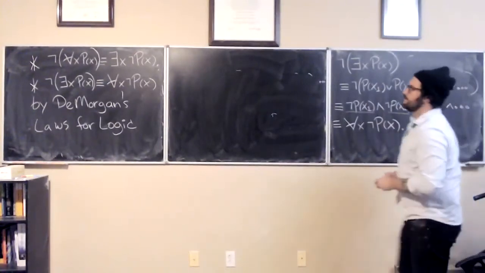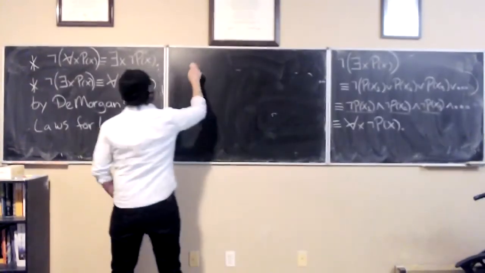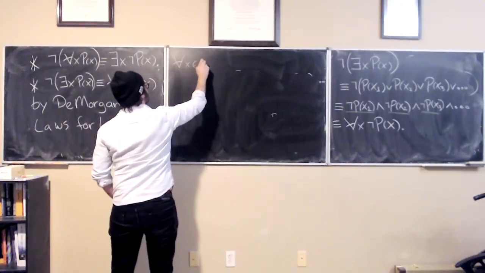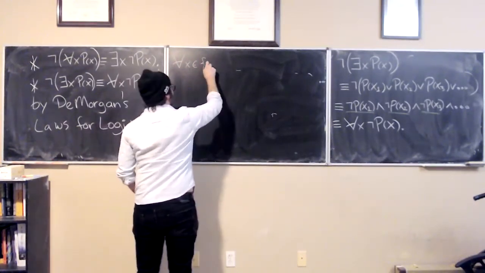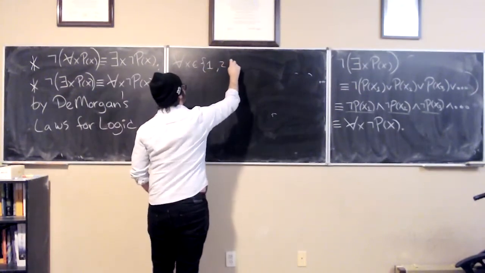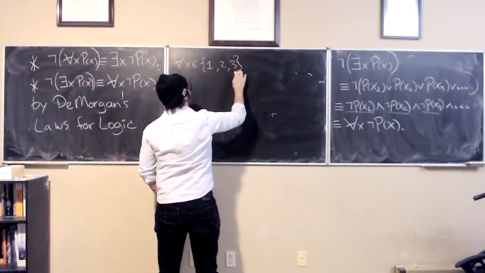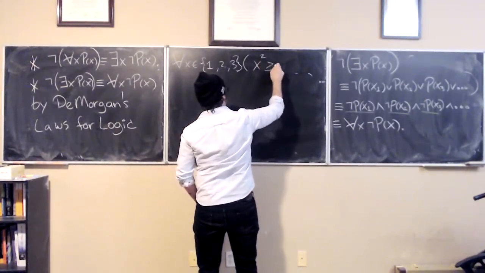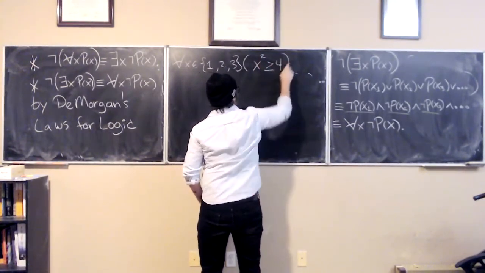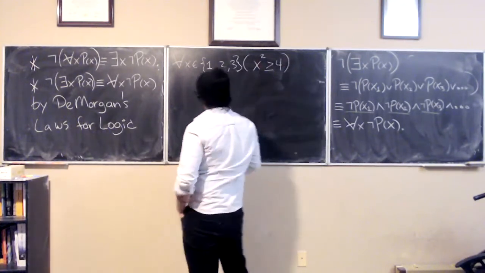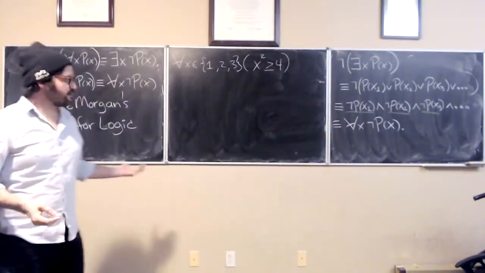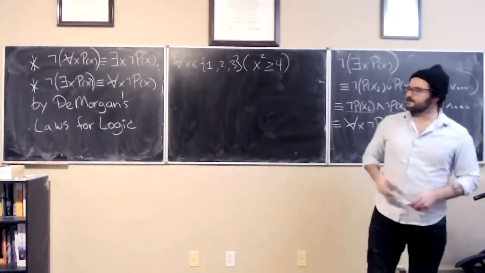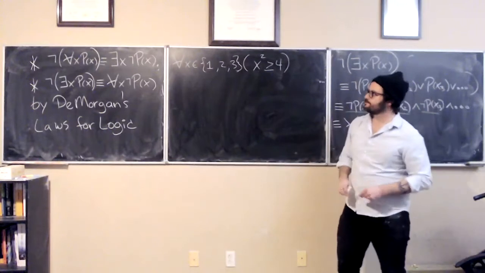There's, for all x in {1, 2, 3}, x squared is greater than or equal to 4. I don't know if that's exactly what I had, but that's still a valid example to look at. Applying the universal quantifier to that domain and this propositional function.